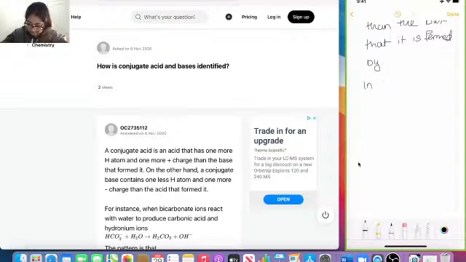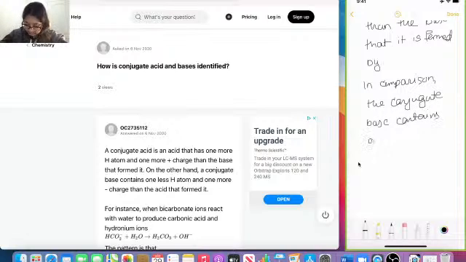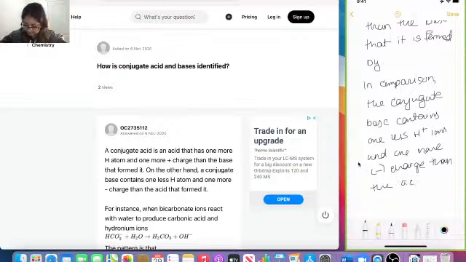Okay, and on the other hand, the base contains your conjugate base. So in comparison, the conjugate base contains one less H plus ion or atom, and basically it has more negative charge than the acid it was formed by.